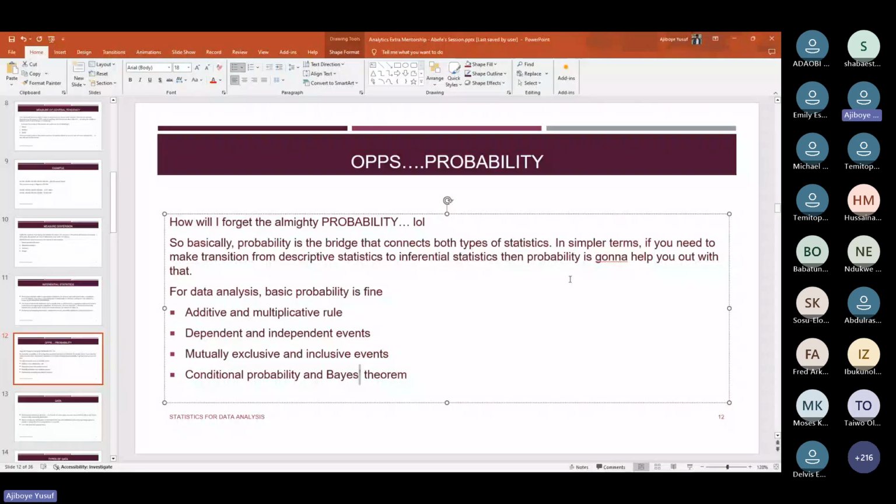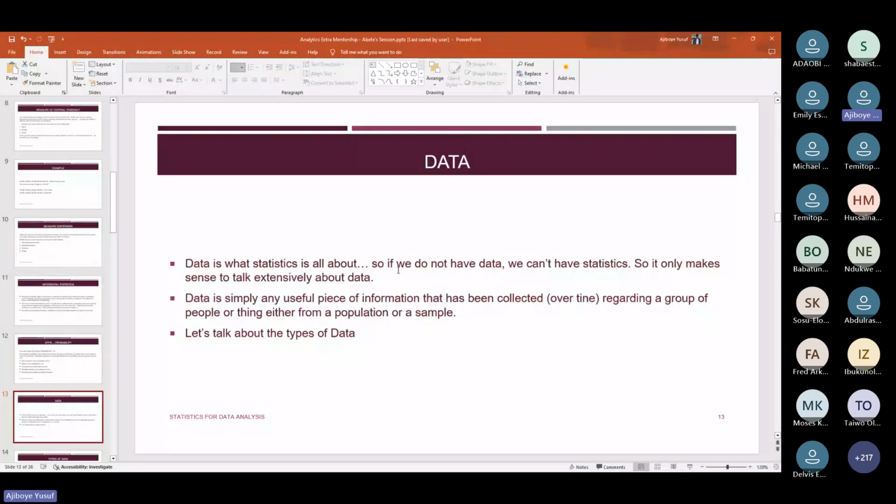So now that I've tried to talk about the types of statistics and what they do, it's time to talk about the backbone of statistics, the backbone of data analytics, and that is just data. Data is what statistics is all about. That means that if we don't have data, we can't have statistics, neither can we have data analytics. So it only makes sense for us to talk extensively about data.